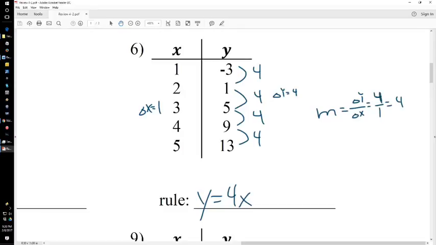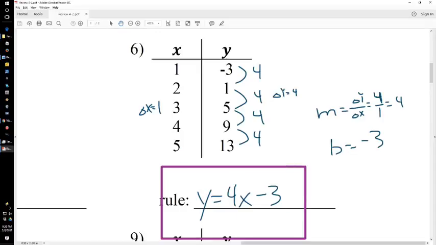And last but not least, you just need your starting point. b equals the start, so b is negative 3. So y equals 4x minus 3. As that is your linear.